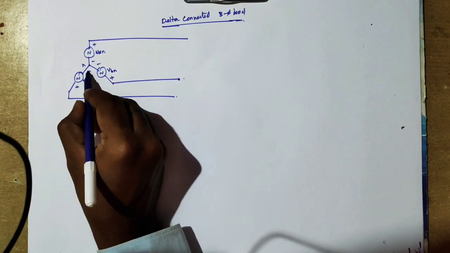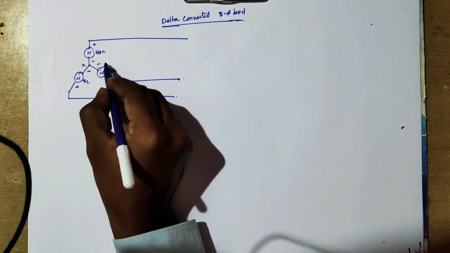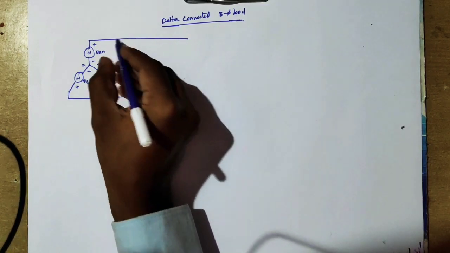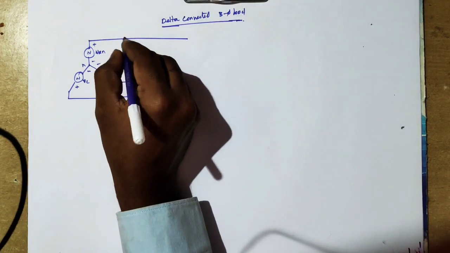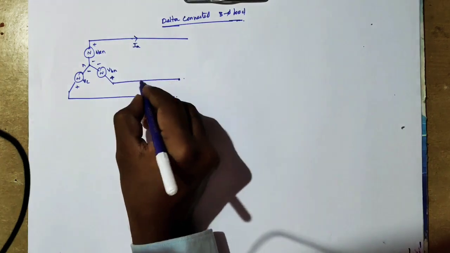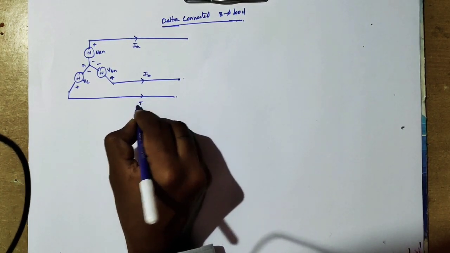Why did I place a negative terminal here? I am considering this is a source. I want a current flowing from this source, out through the line. Whatever current is flowing, I'm taking as line current IA. I'm taking this as IB, and this as IC.